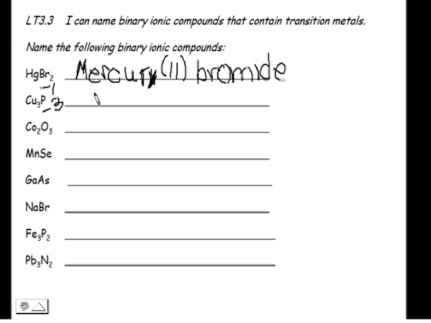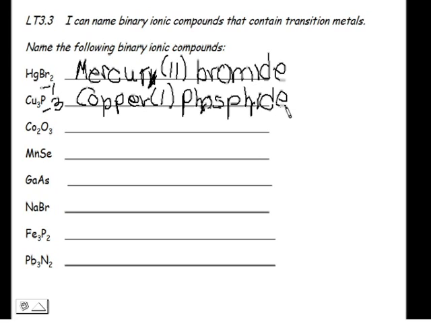So the name here will be copper. However, because it has the charge of 1, we will use Roman numeral 1 to indicate that charge, and afterwards we'll follow up with the anion with the IDE ending as a binary compound, so it will be phosphide. Okay, so that's copper(I) phosphide.